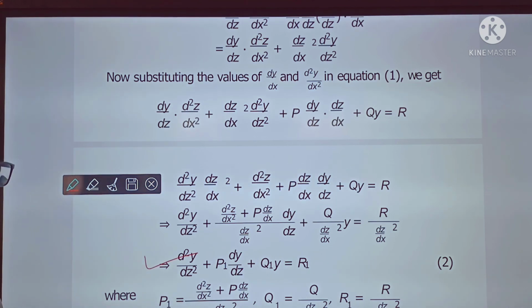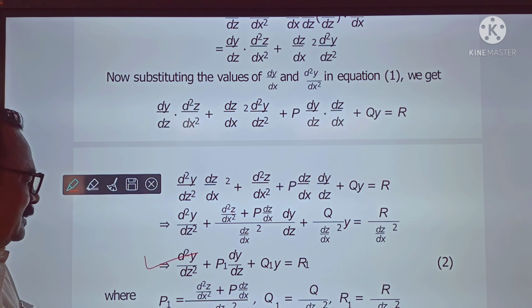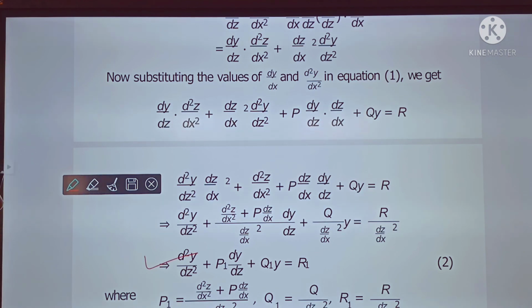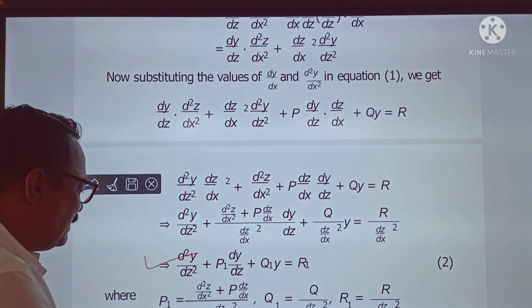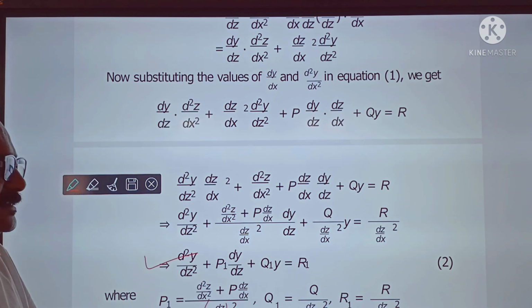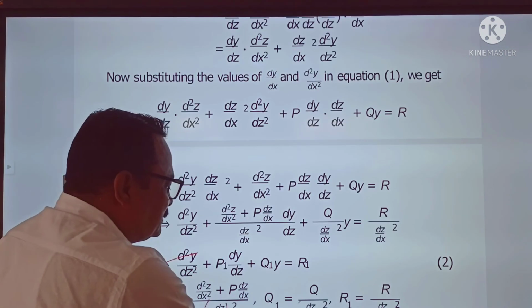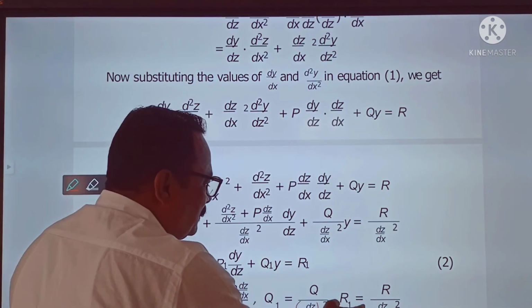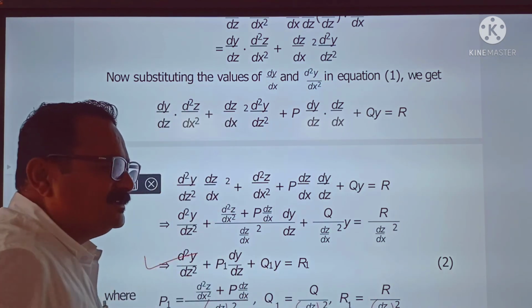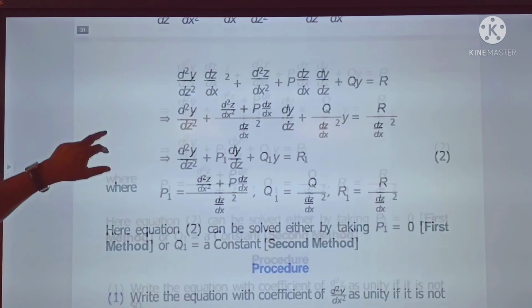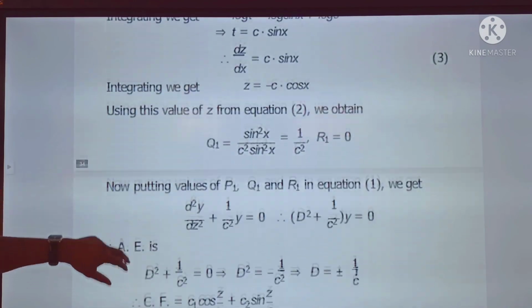Remember the values of p1, q1 and r1. p1 is d2z by dx square plus p into dz by dx, divided by dz by dx bracket square. It is very simple to remember. q1 is q upon and r1 is r upon dz by dx bracket square. There are so many examples solved here.